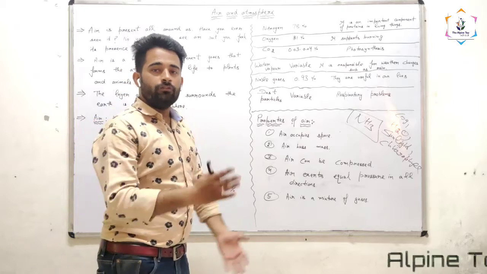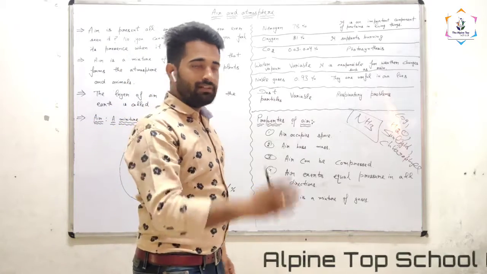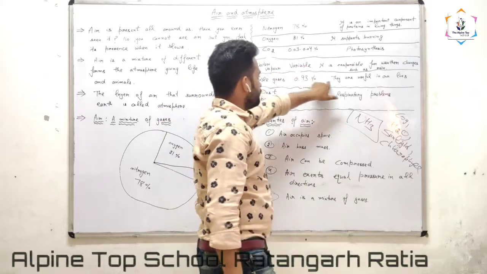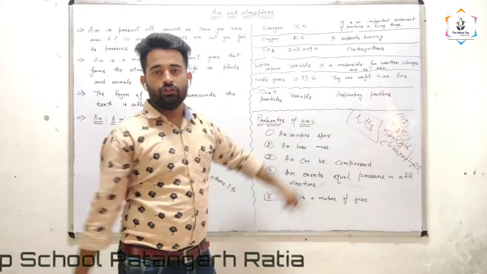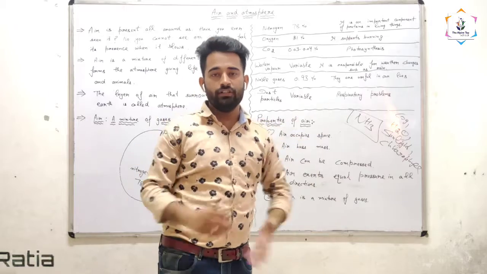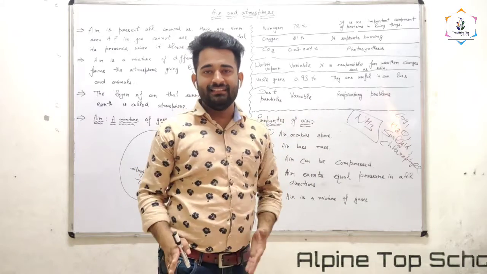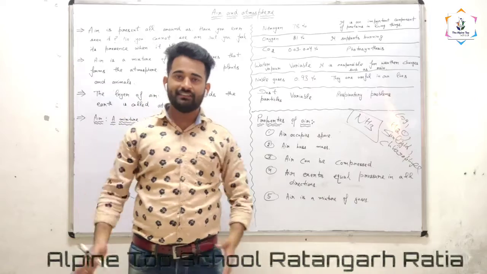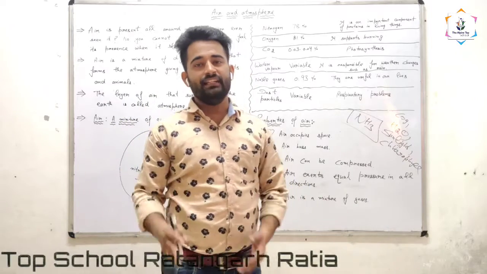Next thing is noble gases. What is the amount of noble gases? What is the volume of the noble gases? 0.93%. What is the use of the noble gases? There is not one use of noble gases. There are a number of uses of the noble gases. These gases are also known as the inert gases because these gases do not react with anything.